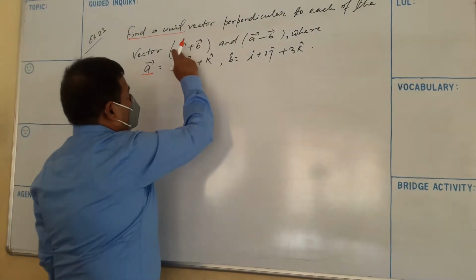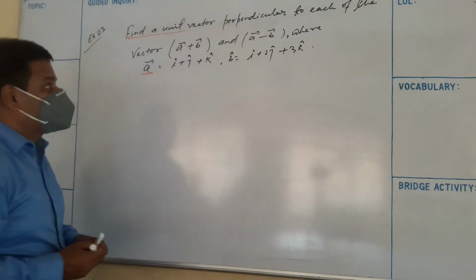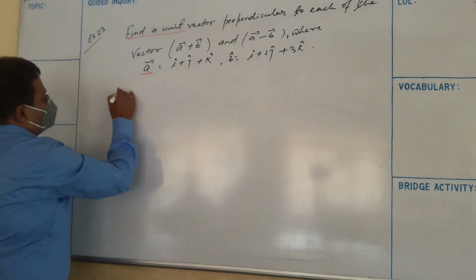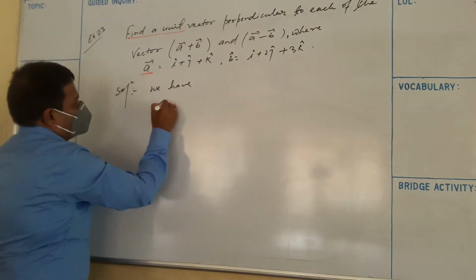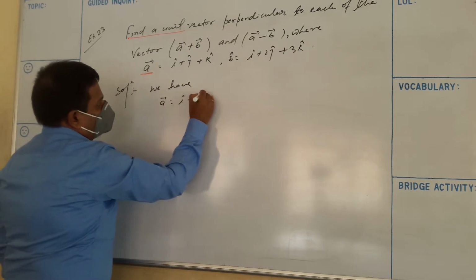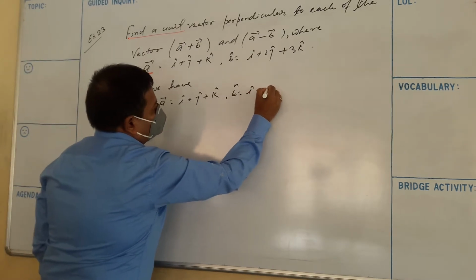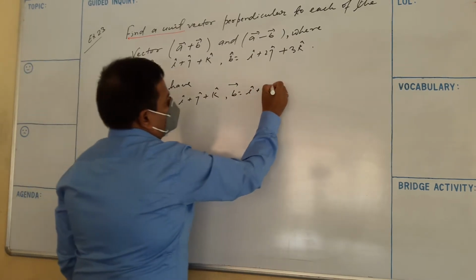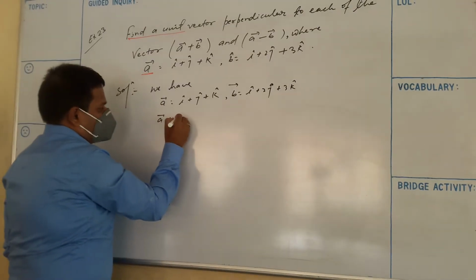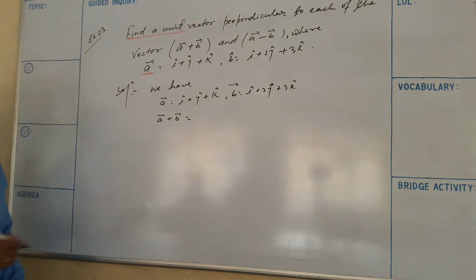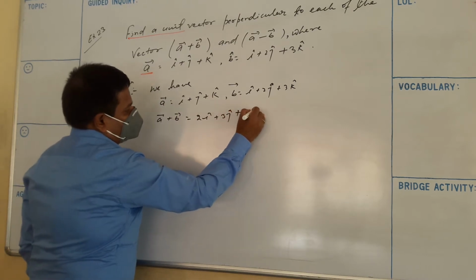First of all, find vector a plus vector b. You know the sum of two vectors? So find the sum. Vector a is i plus j plus k, vector b is i plus 2j plus 3k. Adding these two vectors, a plus b is 2i plus 3j plus 4k.